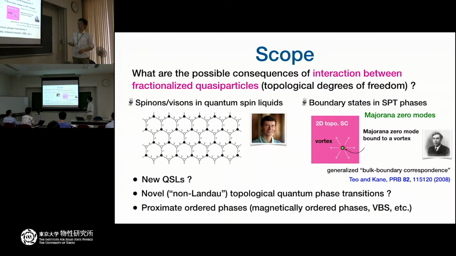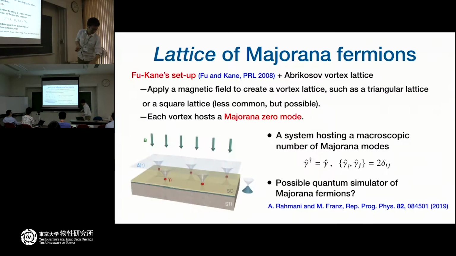Okay, one possibility may be some new spin liquids or some topological phase transition that may be out of the conventional Landau paradigm, or maybe we have some proximate ordered phase which may have some neutral properties. Okay, let's move on to the next slide. This is more or less the setup that I have in mind. Although I'm showing a rather specific or seemingly realistic setup, I would say this is still science fiction, as I mentioned in the beginning.